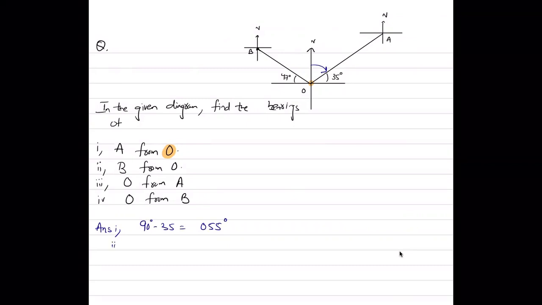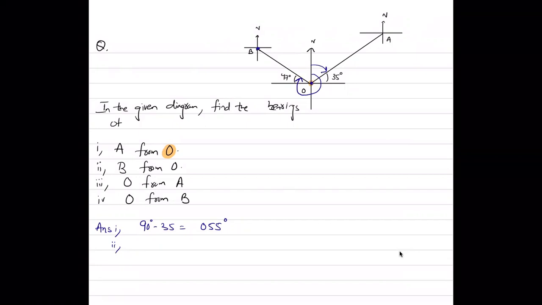Let's look at the second part. Find the bearing of B from O. Bearing of B from O. So I'm going to make a north on O and move in the clockwise direction until I reach the line of B. This is the clockwise angle that is being produced. So I need to calculate this angle.